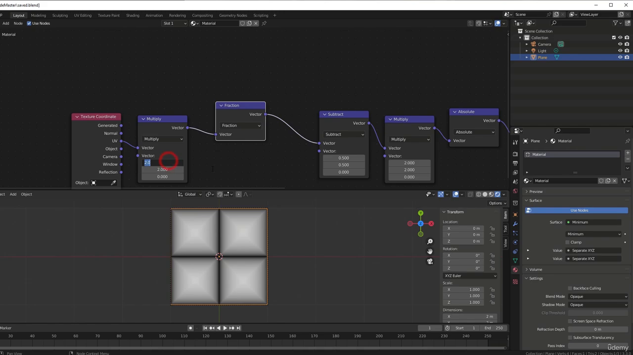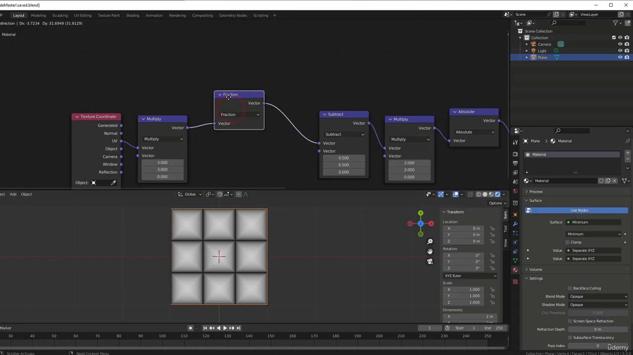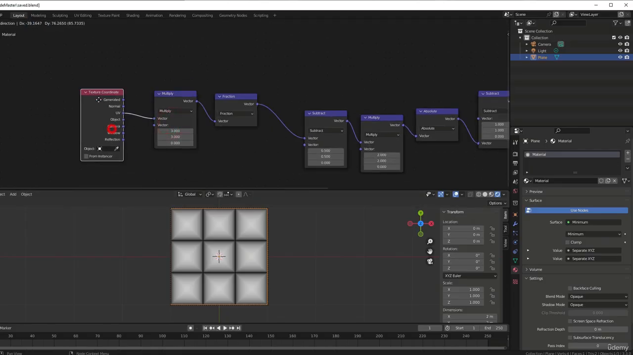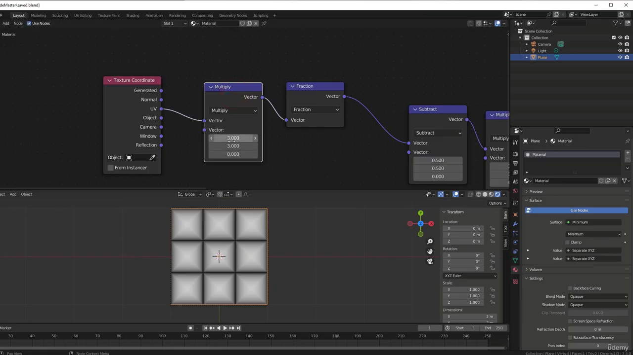So we can just change this to 3 here and 3 here, and then we get 3 tiles in that direction and 3 tiles in that direction, since fraction makes us repeat this pattern like from 0 to 1, 0 to 1, 0 to 1, all over again like this. So that is the normal way to do it. And the multiply here, then you have to change in both ways.